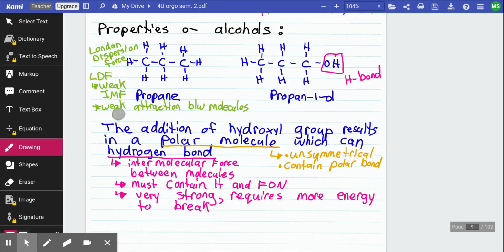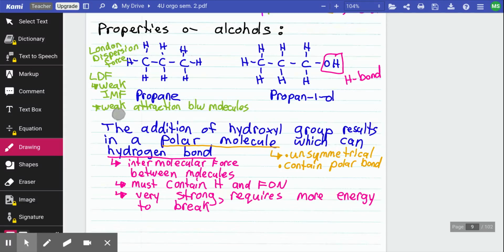So by adding this hydroxyl group, you went from something that was non-polar, so it's going to have a relatively low melting and boiling point, and it's going to be insoluble, to something that's going to have a higher melting and boiling point, and that is going to be soluble, so dissolvable.